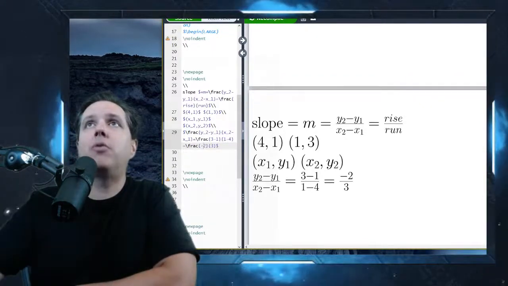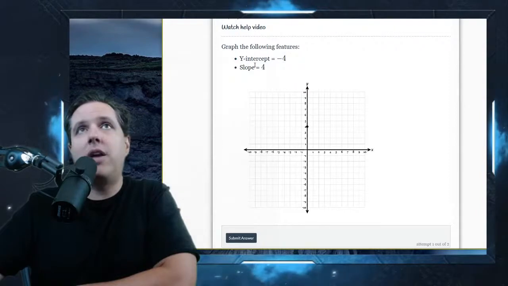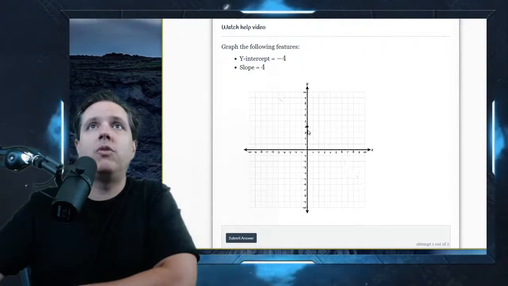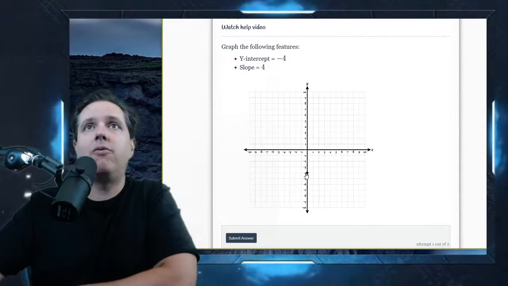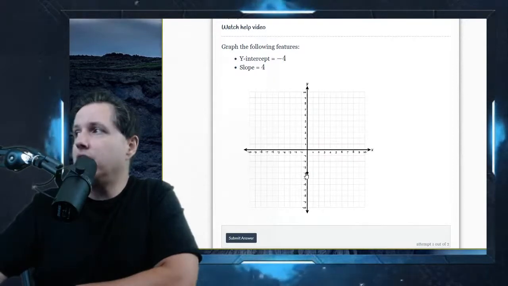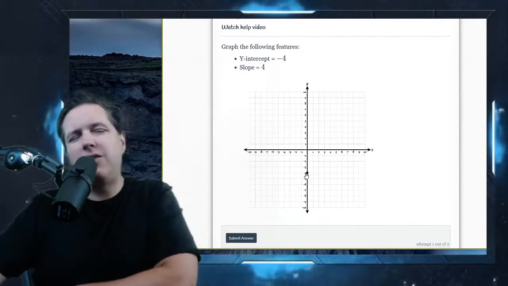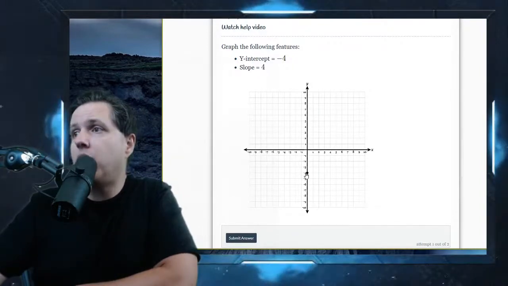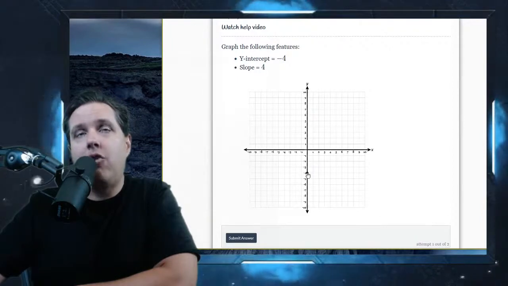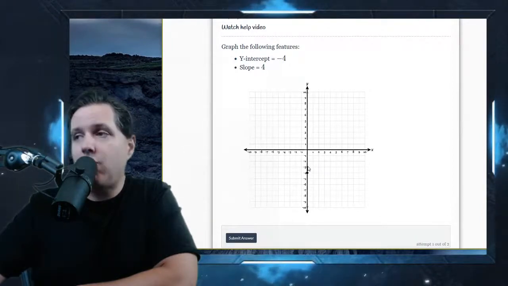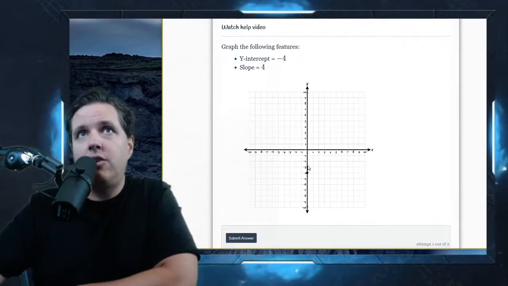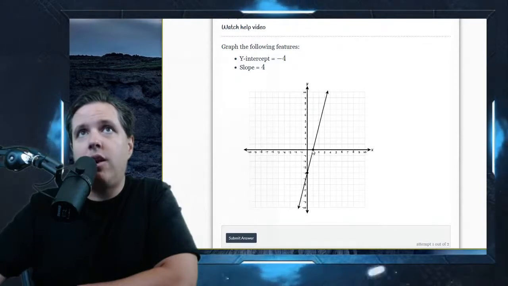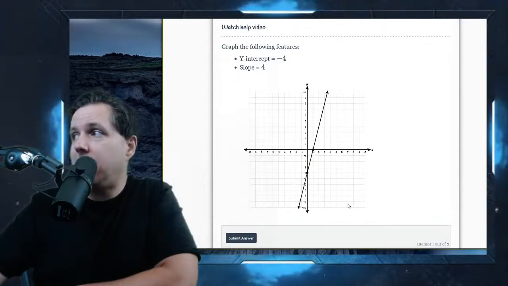So let's go back to the problem we were working on. Here it said we have a y-intercept of -4, so we want it down here at -4, and a slope of 4. What is a slope of 4? Well, 4 really means 4 over 1, if we want to write that as a fraction. So what does that mean? I go up 4 and over 1, because rise over run. So 1, 2, 3, 4, and over 1. So that should be my line.